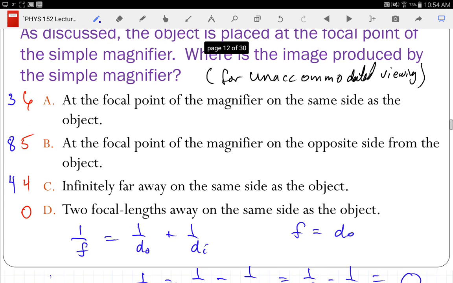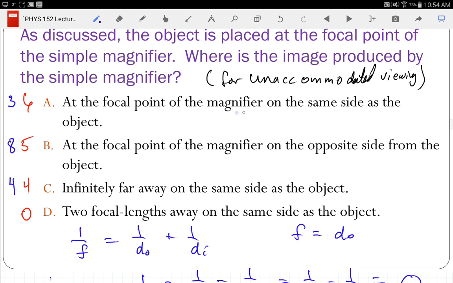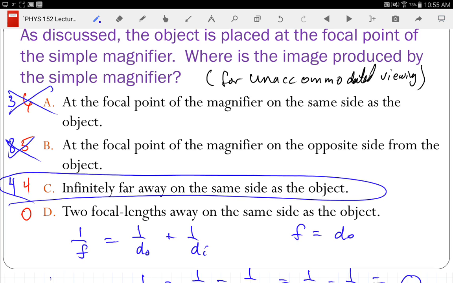We look at these, and we had the focal point of the magnifier on the same side as the object. That would be the object, image, and focal point all in the same place. That was definitely wrong. Focal point of the magnifier on the opposite side of the object. Well, we saw that we didn't end up with 1 over f, so it was not that. Infinitely far away, this is on the same side. That was one of the two options. And the last one, 2 focal lengths away on the same side, well, that was not one of the options. So you see how we got to the answer? One thing I don't want is people thinking, well, I have to memorize this, I have to memorize that. It shouldn't be at all about memorization. It should be about understanding how it works.